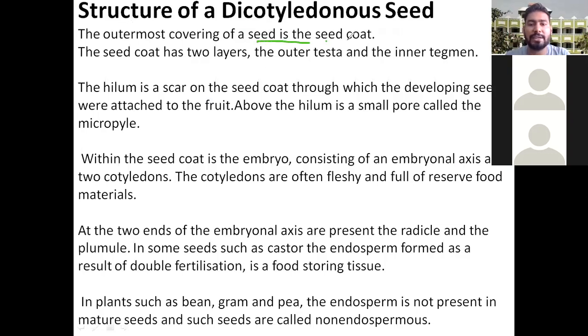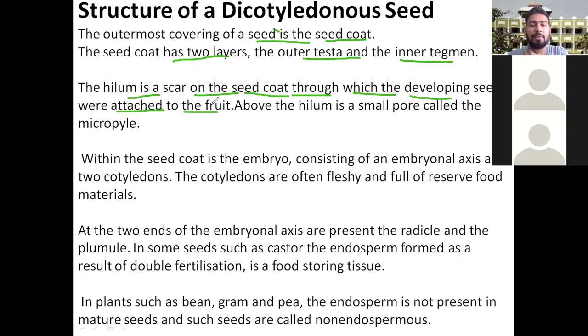The outermost covering of the seed is known as the seed coat. We know the inner integument is the tegmen and the outer integument is the testa; both together are called the seed coat. The seed coat has two layers, the outer testa and the inner tegmen.